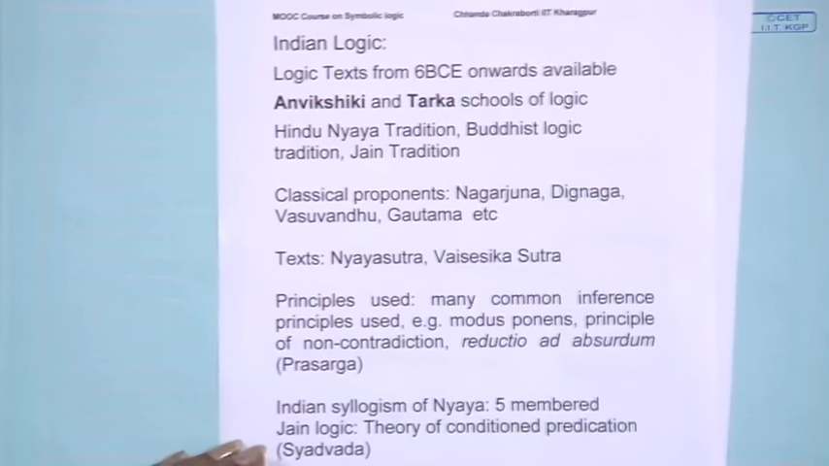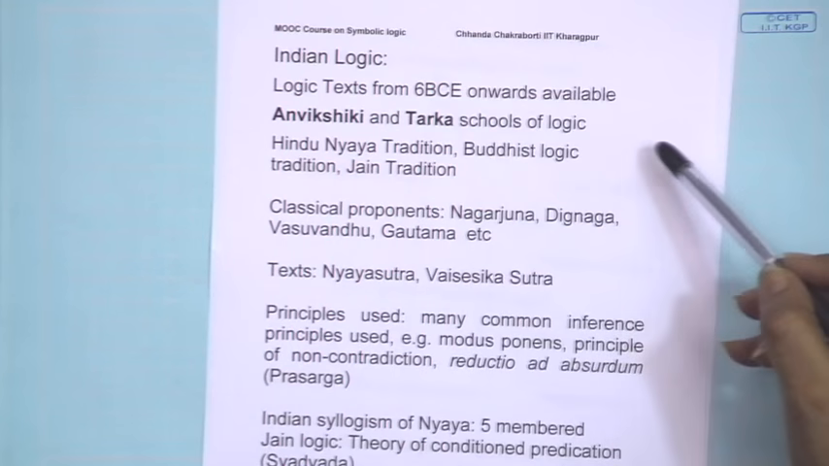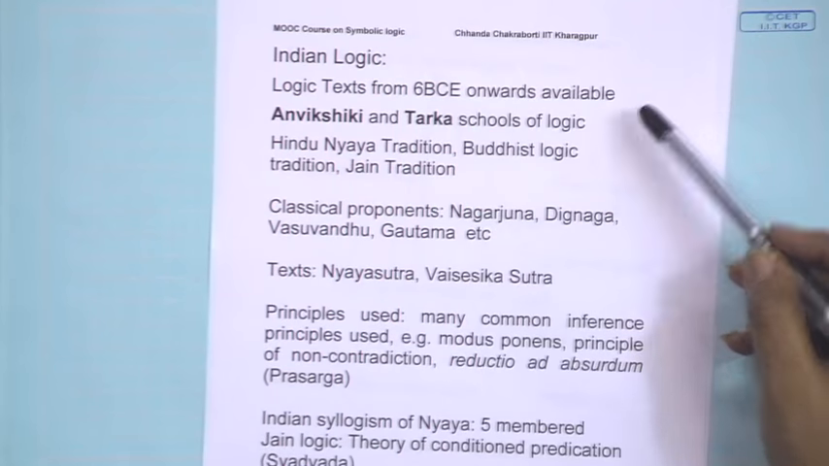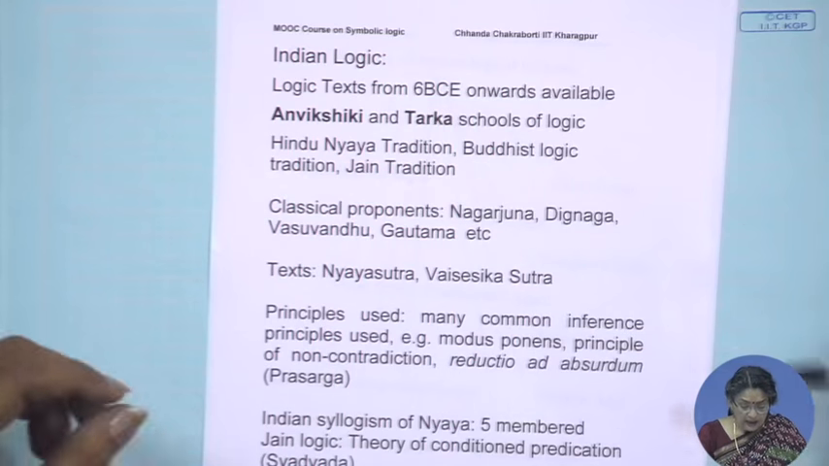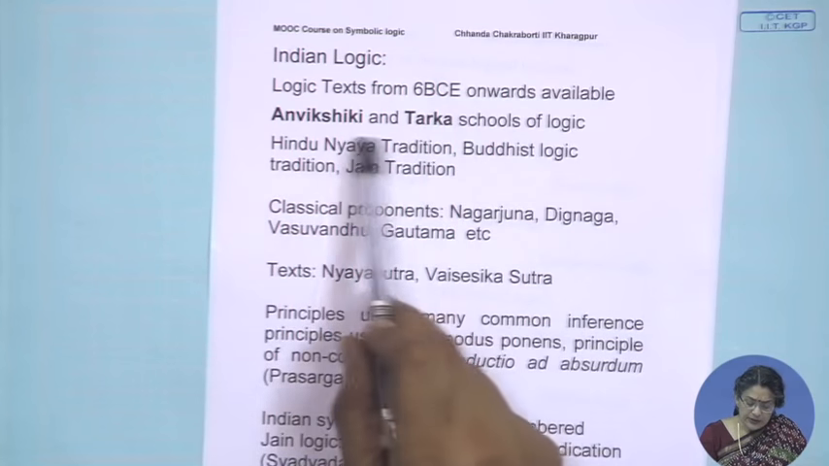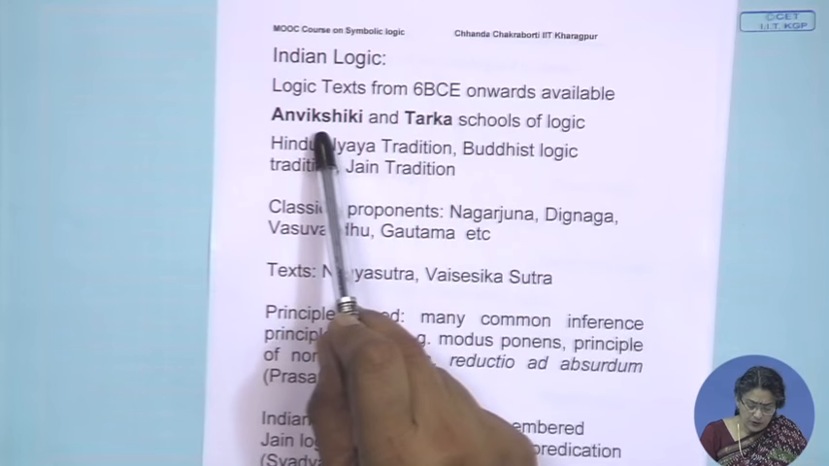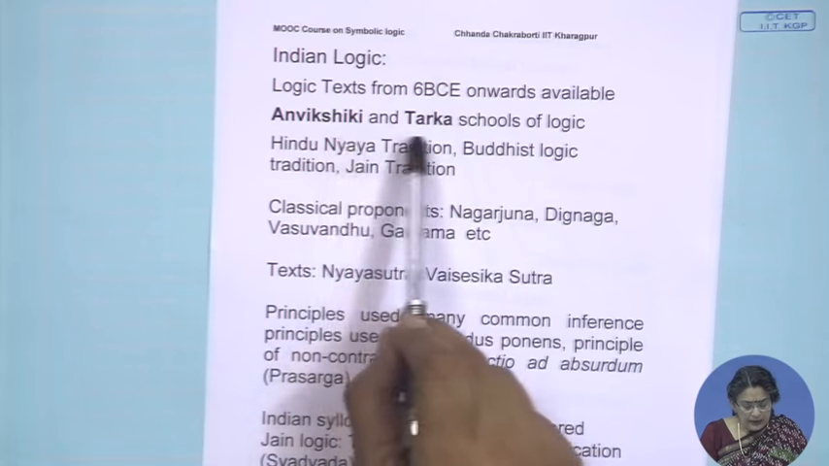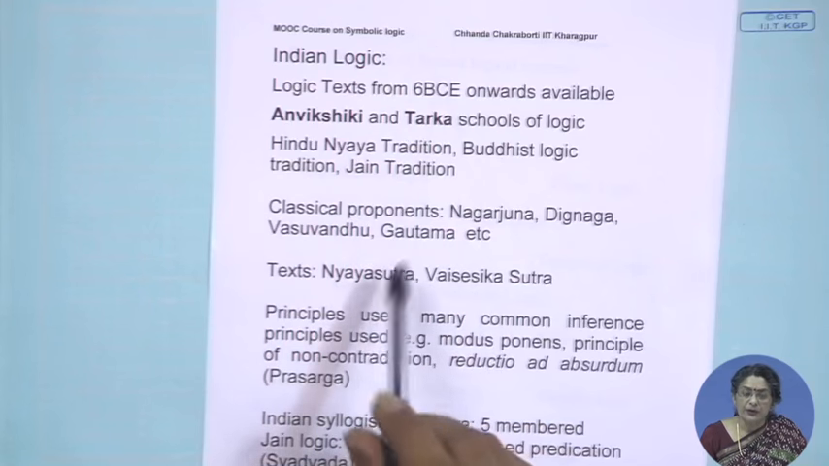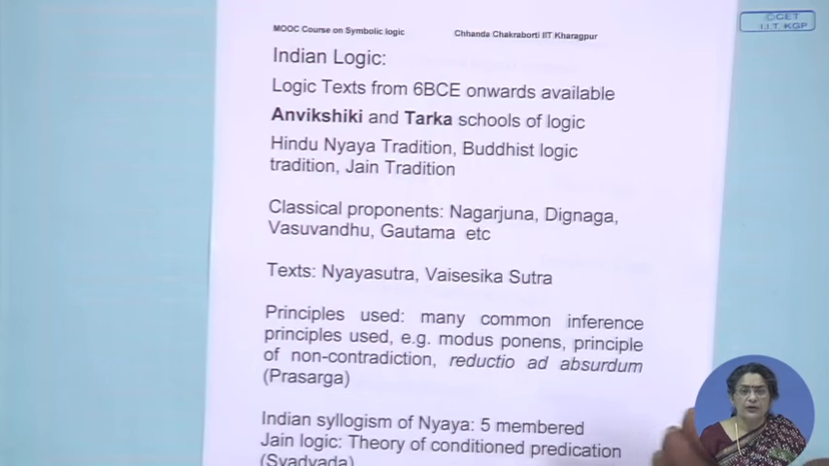See, when we talk about Indian logic, there are ancient logic texts available from, say, the 6th century BCE. And there were two kinds of major schools of logic. One was called Anvikshiki and the other was called Tarka. The goals of these two schools were quite different. Anvikshiki was for seeking out the truth. The Tarka was about debate, public debate skills.